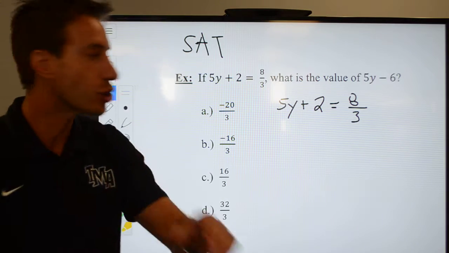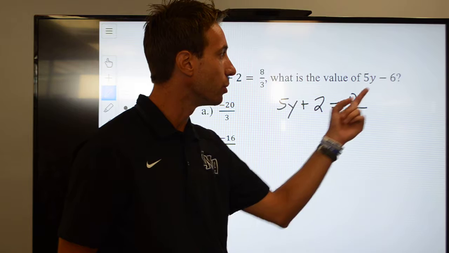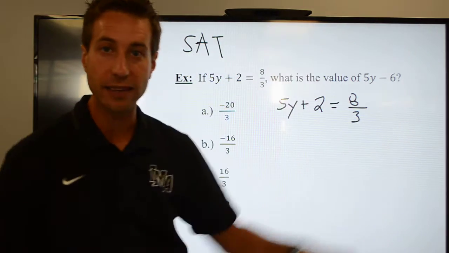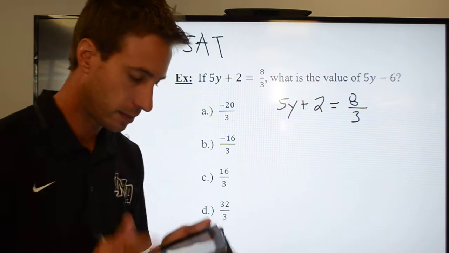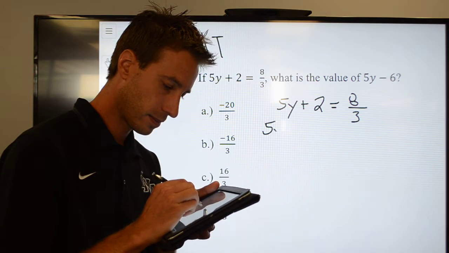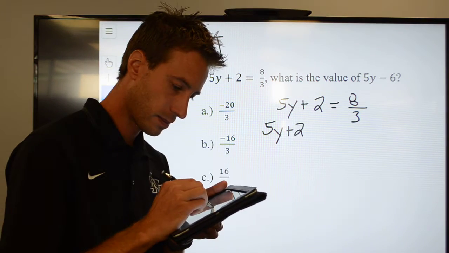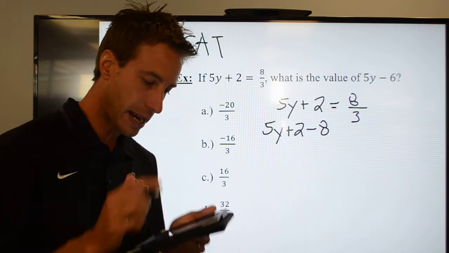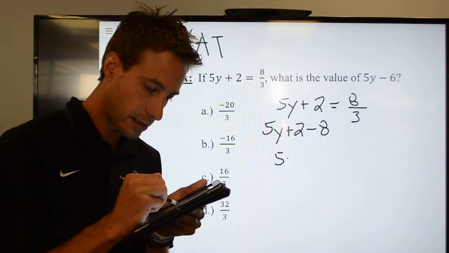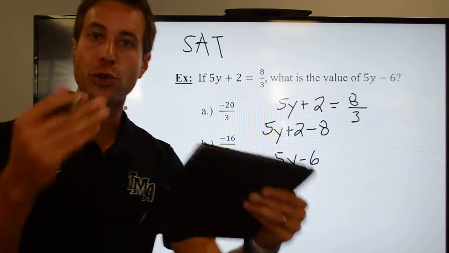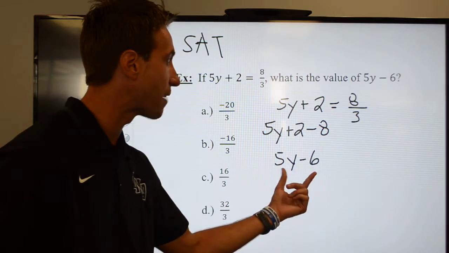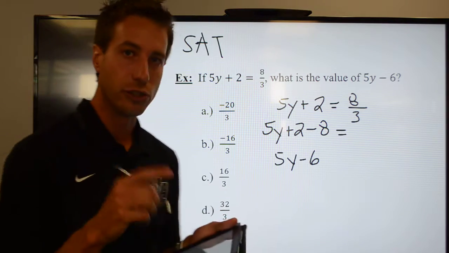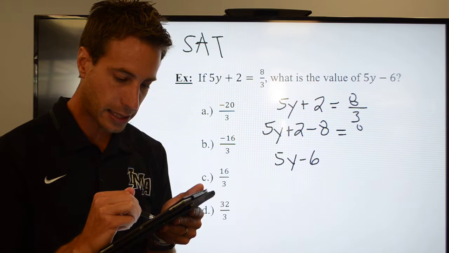We're close. We're so close. I have a 5y plus 2. I need it to be a 5y minus 6. How do I turn that plus 2 into a negative 6? Add a minus 8. If I add a minus 8, a positive 2 minus 8 is a negative 6. There it is. You have exactly what they're asking you to find. 5y minus 6. Property of equality says whatever you do to one side, do to both sides.